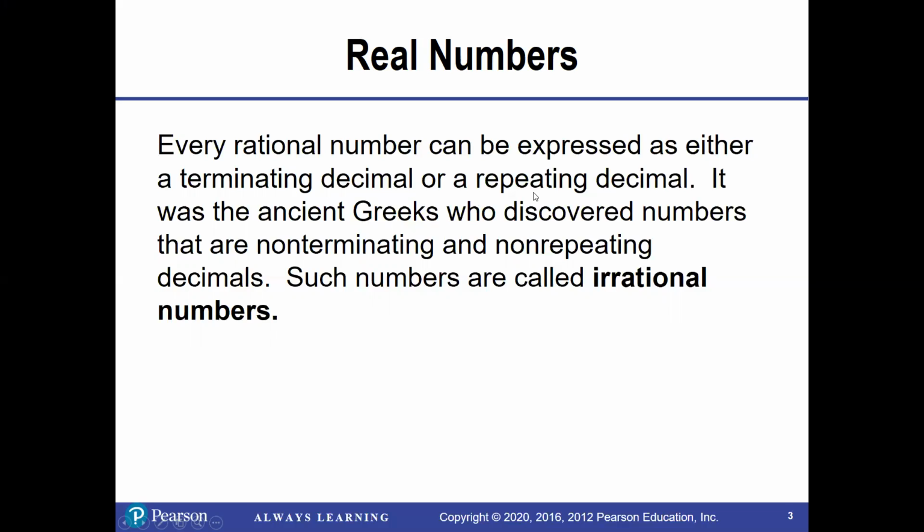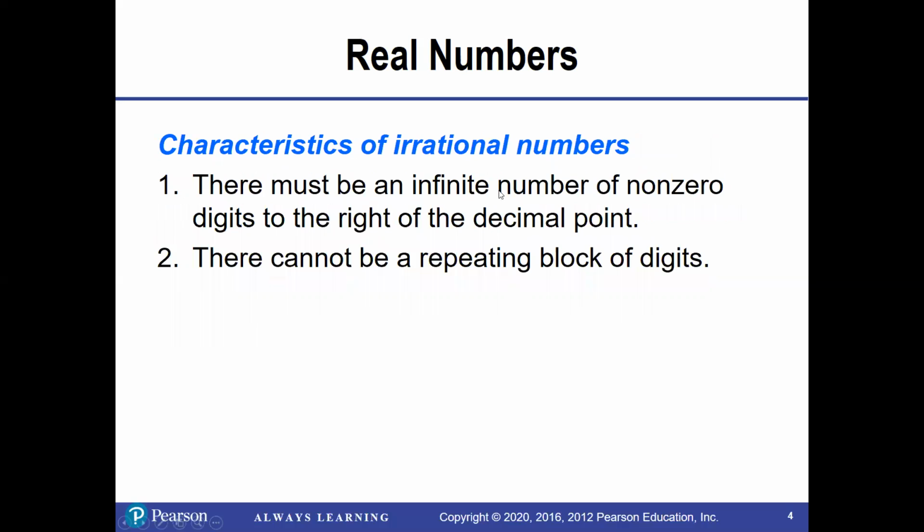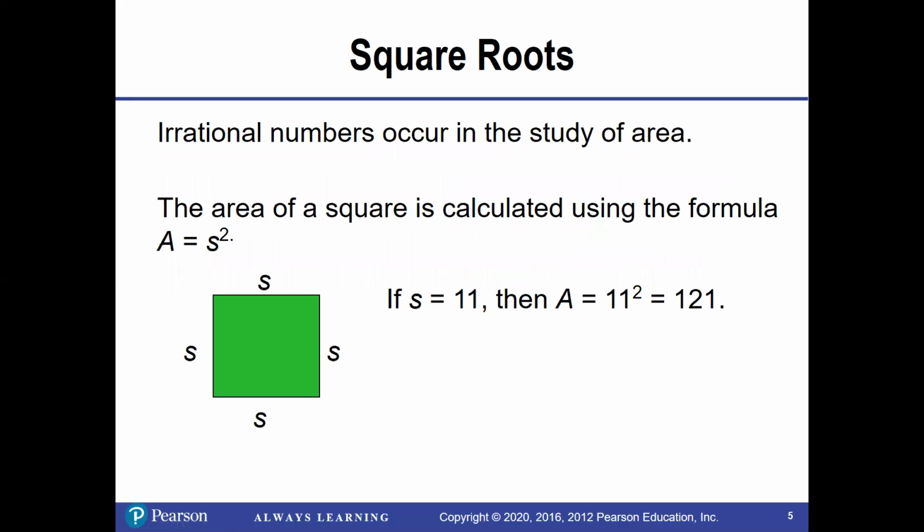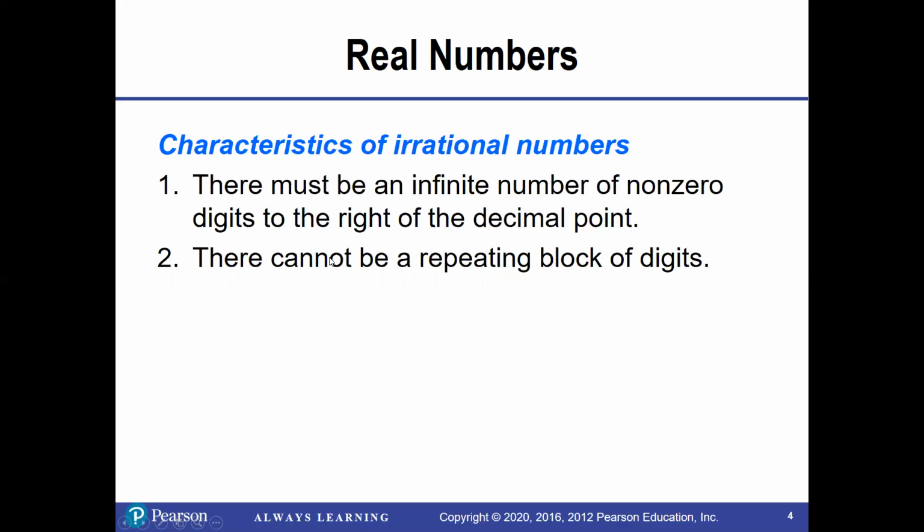Terminating and repeating decimals, we found out we can write a repeating decimal as a fraction, two sections ago. For irrational numbers, there must be an infinite number of non-zero digits to the right. In other words, it's got to keep going. They cannot repeat at any point in time. Most of the irrational numbers we're going to talk about are going to be square roots that don't simplify. We're about to talk about those.